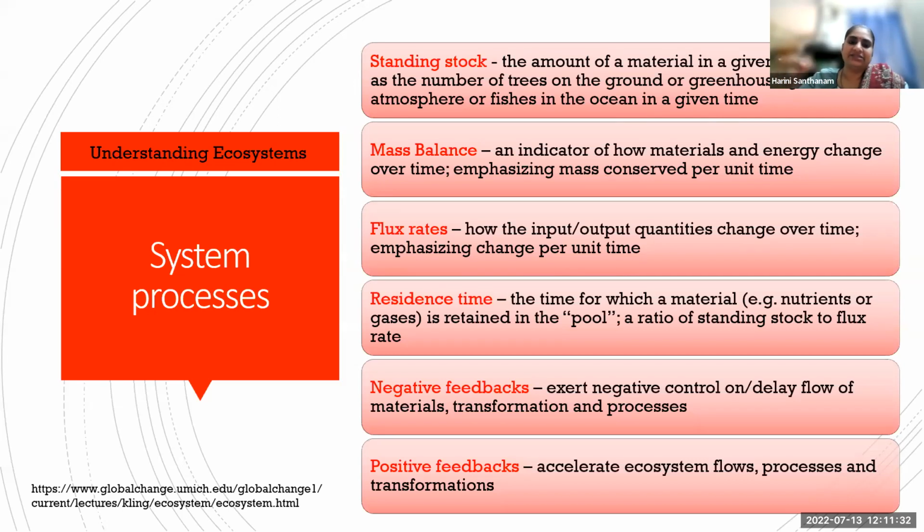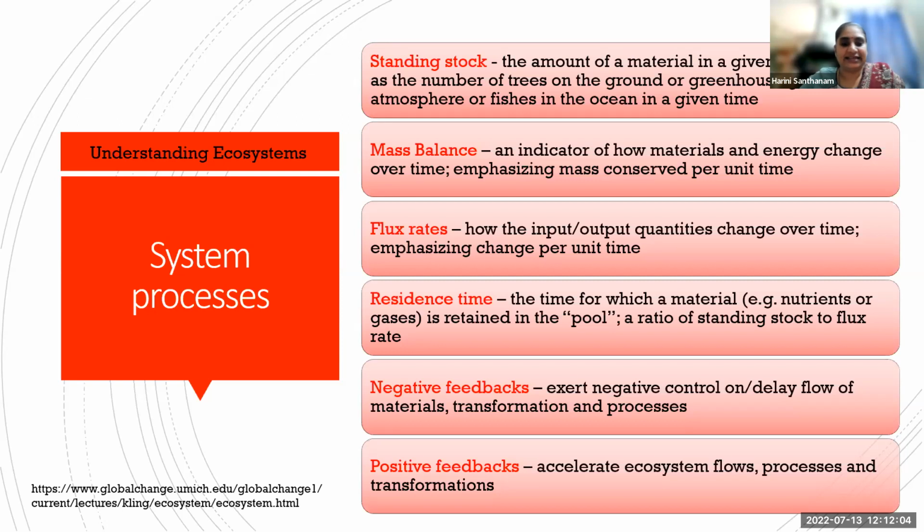So flux rates indicate the dynamicity of an ecosystem. And then the residence time. When we say dynamic, the next question that comes to us is what is retained? Retainment time, or the time for which a material, for example nutrients or gases, is retained in the pool or the standing stock, is called the residence time. Here it is a ratio of the standing stock to the flux rate.